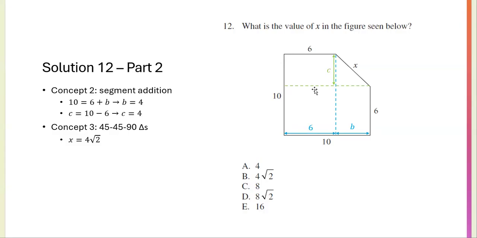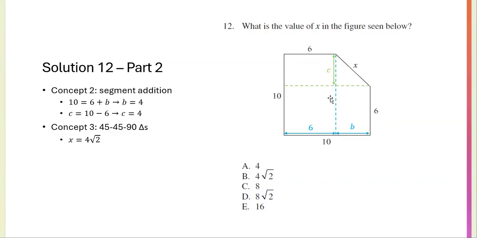And then similarly, this segment C over here, well, we can use segment addition again because this much is 6 from this piece of information over here. Again, we're assuming they're parallel. And this piece would be 10 minus 6, which is 4. So this piece is 4 as well.